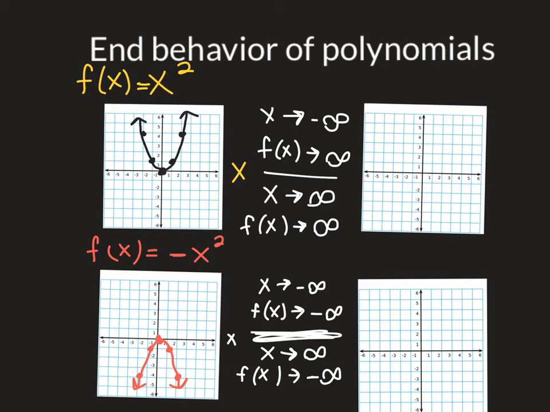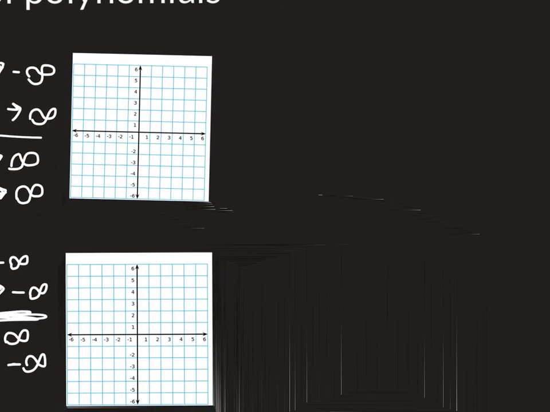So there were some examples of x squared and negative x squared, which are both even functions. And let's now go ahead and consider some odd functions. So let's consider the simplest version here. Let's do x cubed. So I'm going to go f of x is equal to x cubed. And let's go ahead and take a look here.